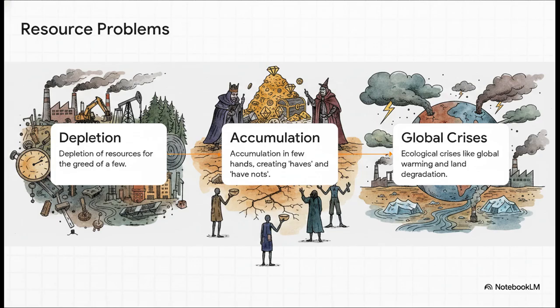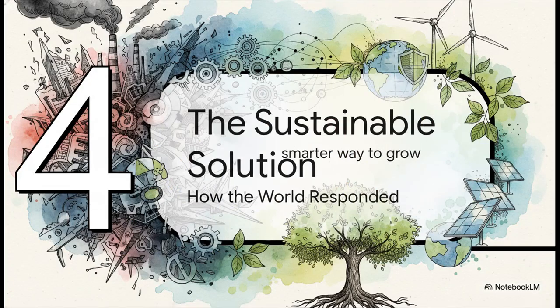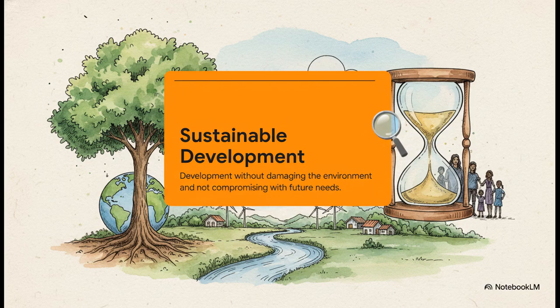And third, this reckless use leads to huge planetary problems like climate change. I mean, you see this stuff in the news every single day, right? Faced with these crises, the world kind of realized, whoa, we can't just keep doing this. We needed a whole new plan for development, a much smarter way to grow without completely destroying our home. And here it is. This is that solution.